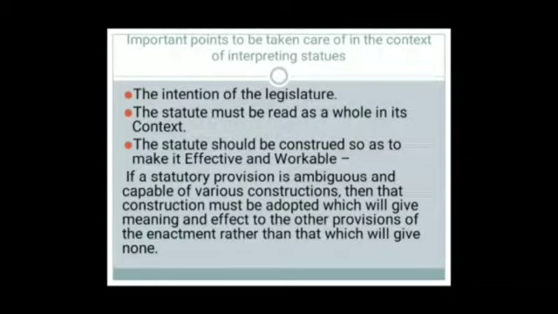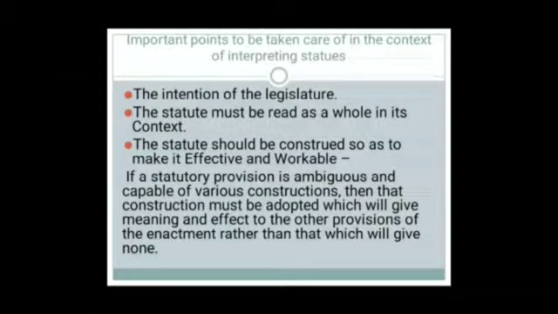So if a statutory provision is ambiguous and capable of various constructions, then that construction must be adopted which will give meaning and effect to the other provisions of the enactment, rather than that which will give none. So three things: the intention of the legislature has to be taken care of. What is the intention of a legislature while they are making the law?